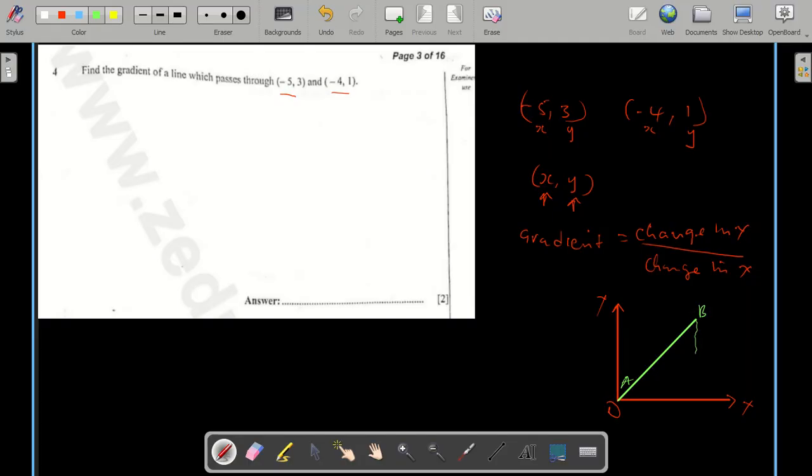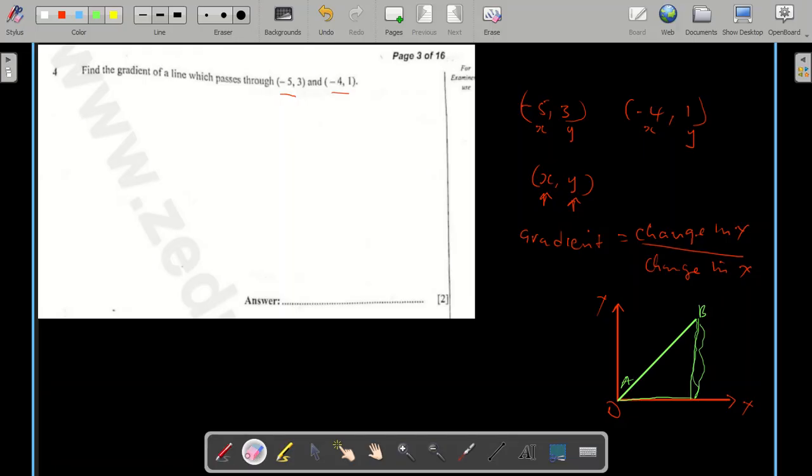You are going to say it is how far you go up over how far you go in the run direction.